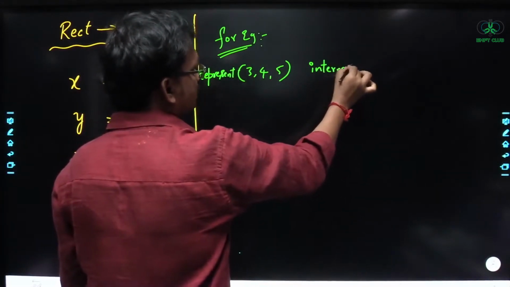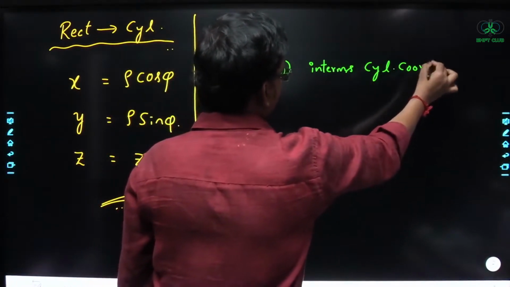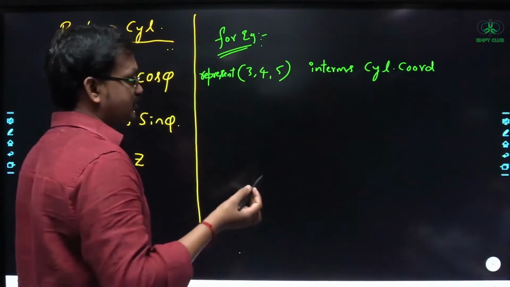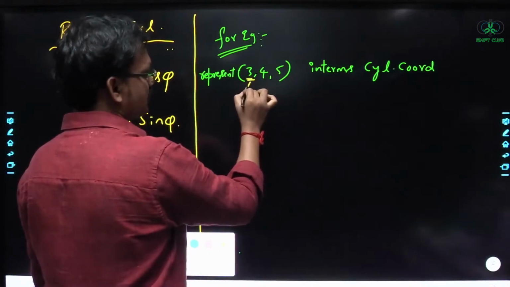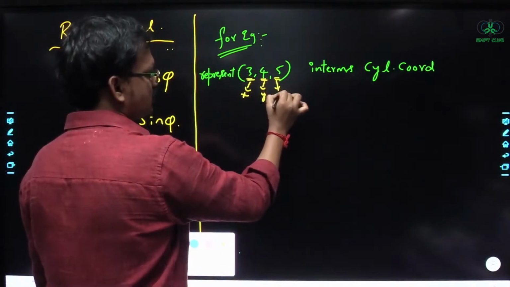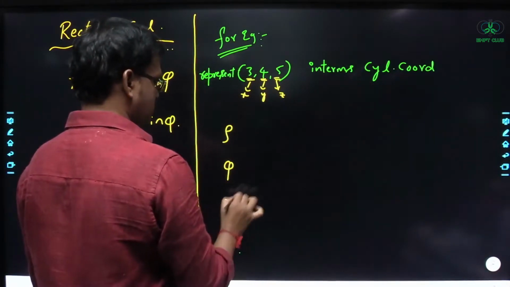In terms of cylindrical coordinates. So represent (3, 4, 5) in terms of cylindrical coordinates. If I ask you this, what you have to do? So this is x, and this is y, and this is nothing but z. So cylindrical coordinates are nothing but rho, phi and z.